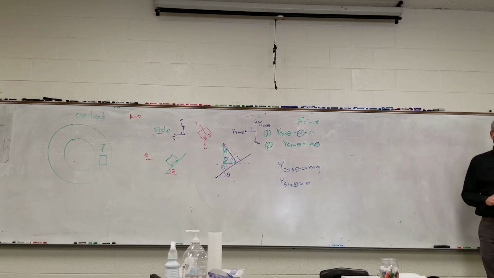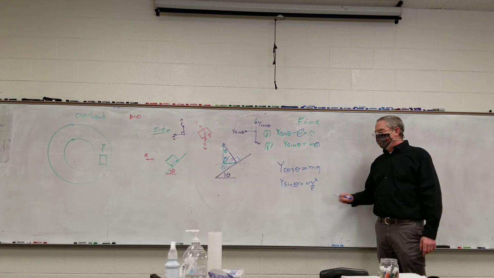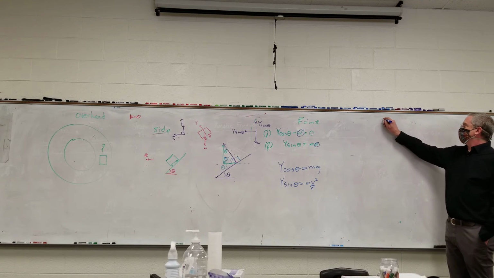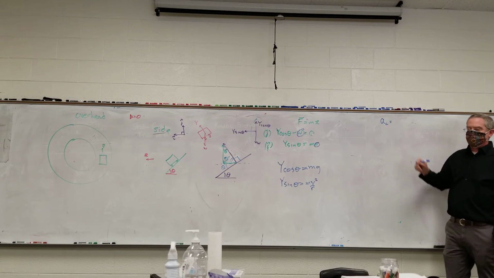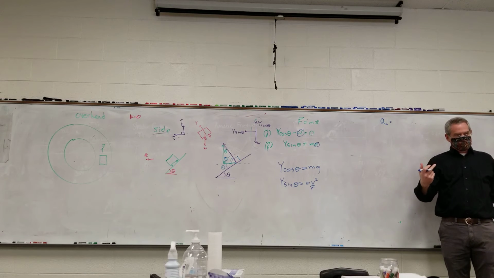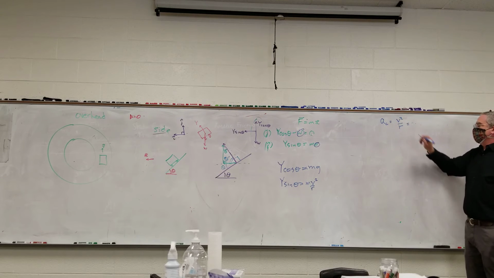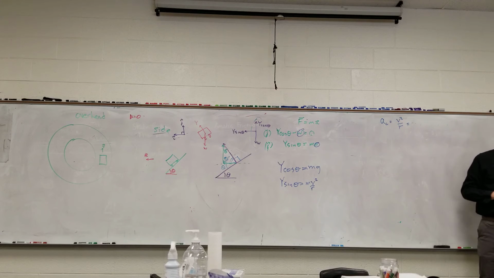V squared over R? And that's the one that's most appropriate here. What is the other formula? So this is centripetal acceleration because we're traveling in a circle. This is the acceleration based upon a change in direction. So it's v squared over r. What about in terms of omega instead of v, what would the equation be?